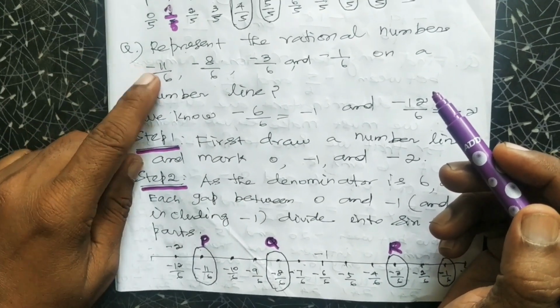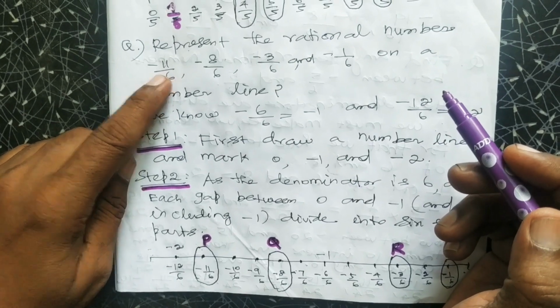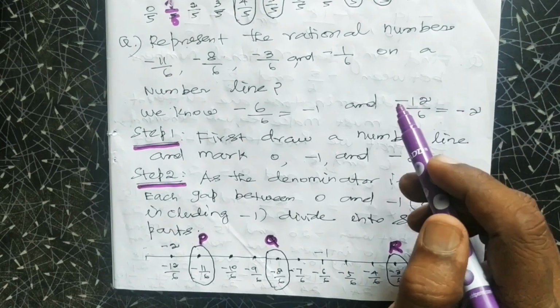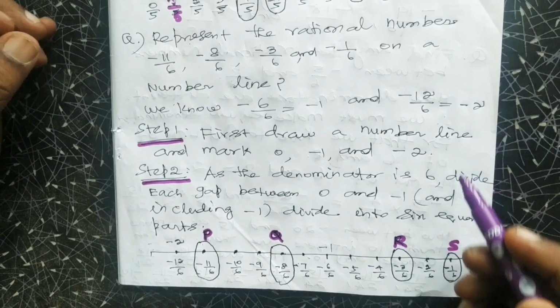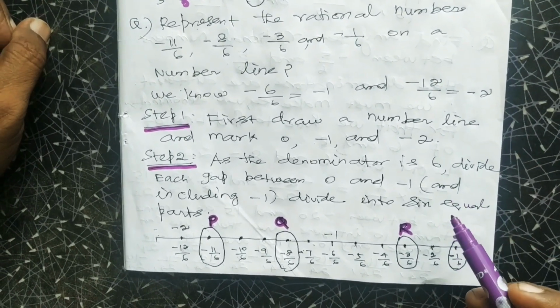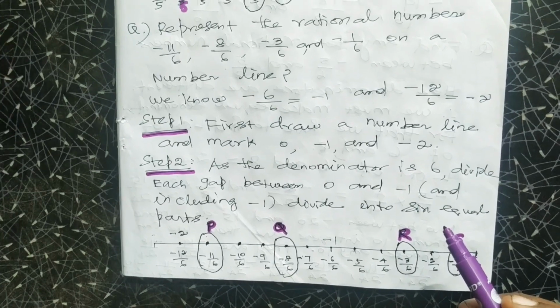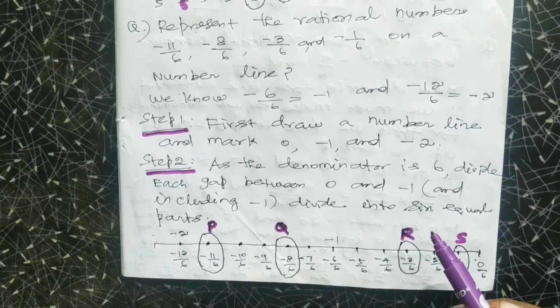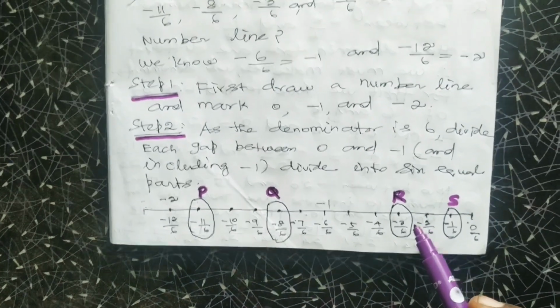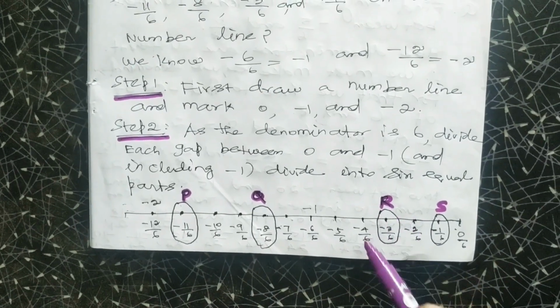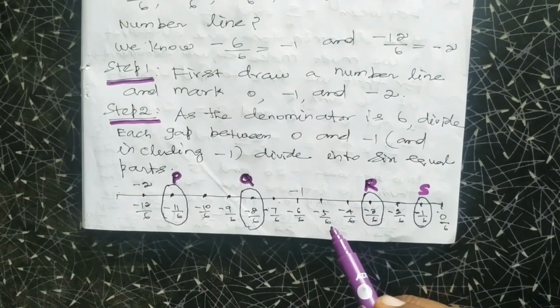and we need minus 11 by 6. Therefore, in the 6 table, 6 twos are 12. Then minus 12 by 6 is equal to minus 2. Therefore, first you have to draw a number line, mark it 0, minus 1, minus 2, and divide each segment into 6 equal parts. Then you encircle the required rational number.